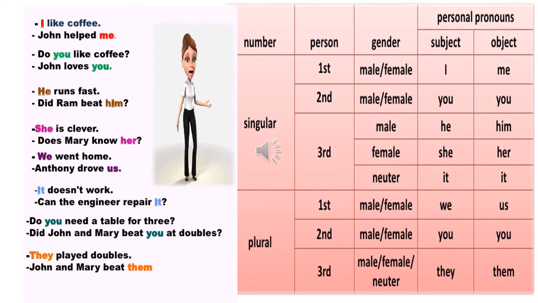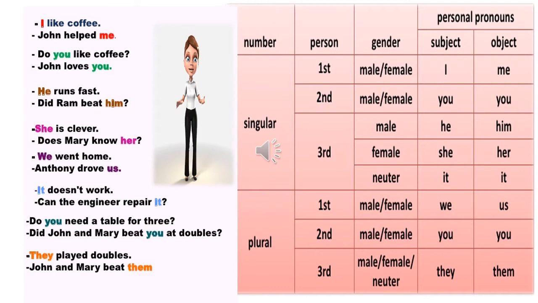As in plural, for first person, male or female, in subject we can use we, in object we can use us. For second person, in plural, subject you, and in object you. In third person, plural, for male, female, and neuter, in subject we will use they, and in object them will be used. Here some examples are given.